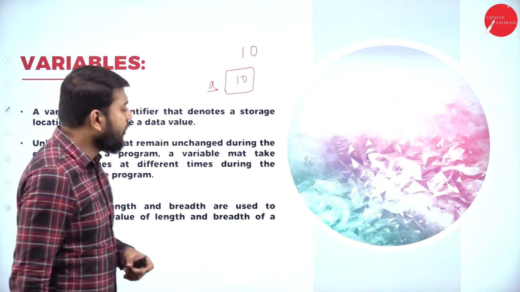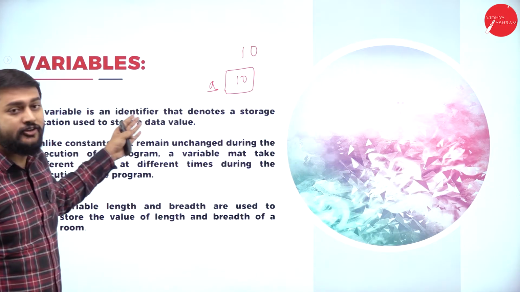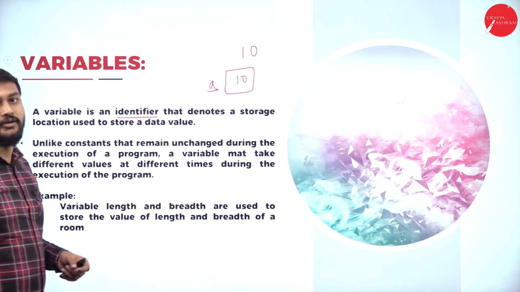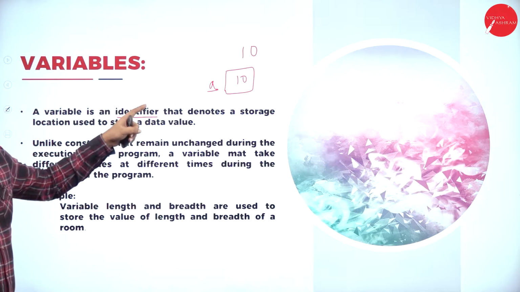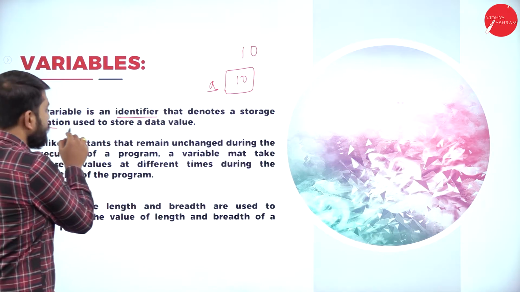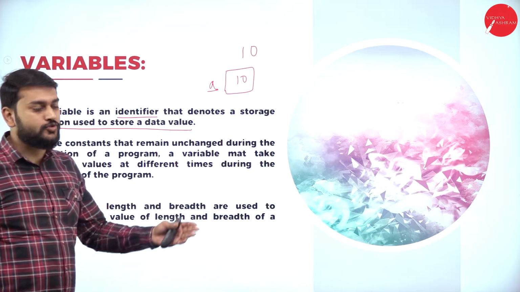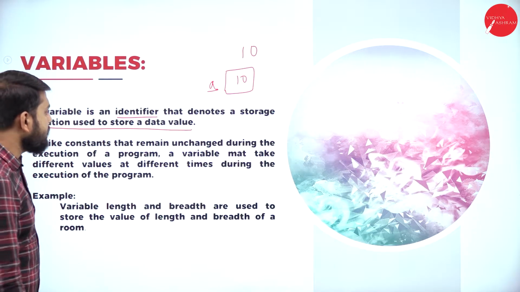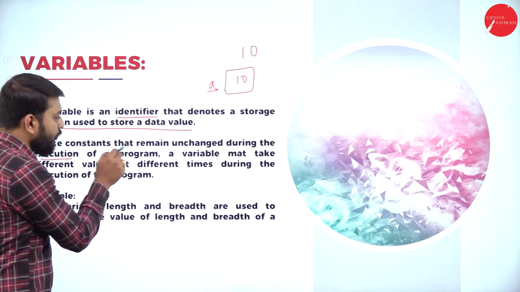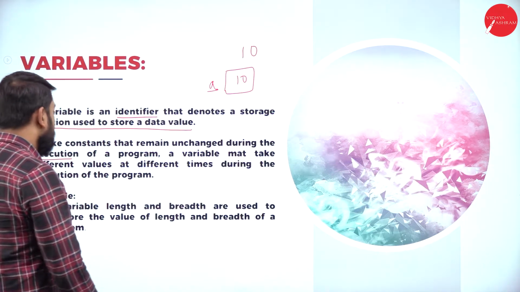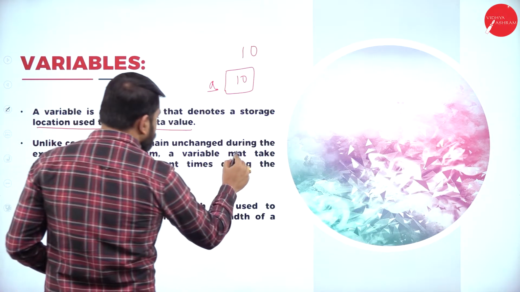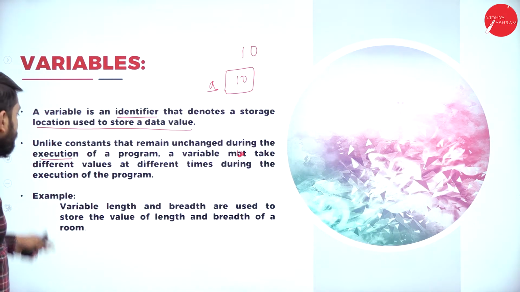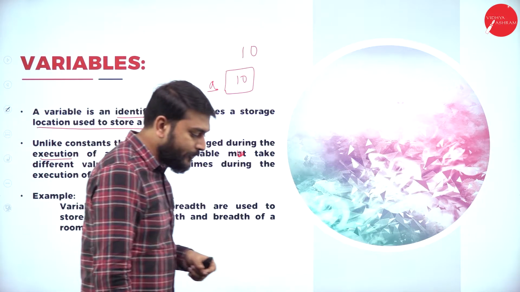The first point that I have is a variable is an identifier. Please remember this keyword. It's very, very important. A variable is an identifier that denotes the storage location used to store a data value. That's what we have discussed now. Unlike the constant that remains unchanged during the execution of a program, the variable must take different values. Here is a spelling mistake, so please adjust: a variable must take different values at different times.